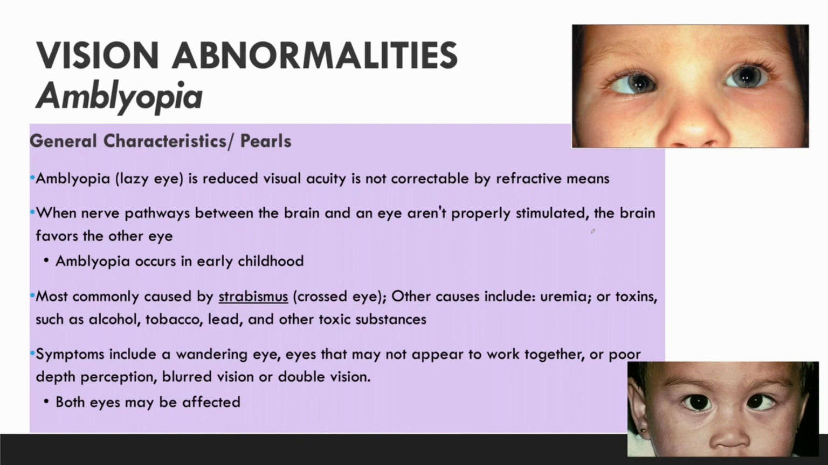So amblyopia is not really a problem of the eye itself. It's a problem of the eye-brain connection. So the nerve pathways between the brain and the eye are not working. And so essentially, let's just say my right eye is bad. I was born with a cataract, or I was born with some sort of abnormality to that eye. It doesn't see well. Well, the brain is receiving signal from my right and my left eye. My right eye sucks. My left eye is okay.